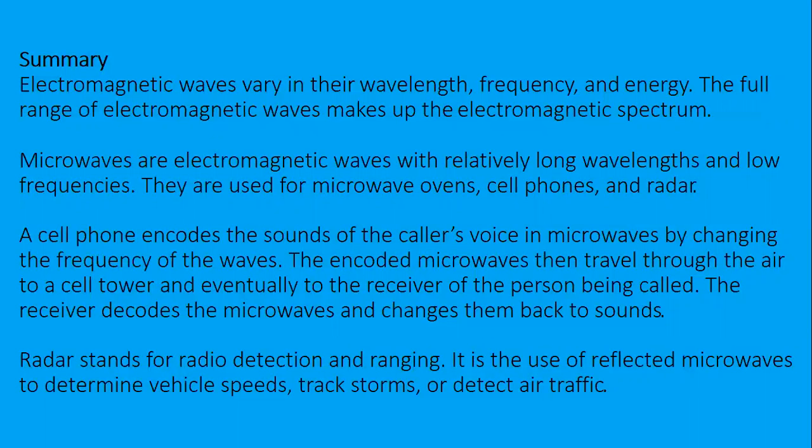A cell phone encodes the sounds of the caller's voice in microwaves by changing the frequency of the waves. The encoded microwaves then travel through the air to a cell tower and eventually to the receiver of the person being called. The receiver decodes the microwaves and changes them back into sounds. Radar stands for radio, detection, and ranging. It is the use of reflective microwaves that determine vehicle speeds, that track storms, or that can detect air traffic.